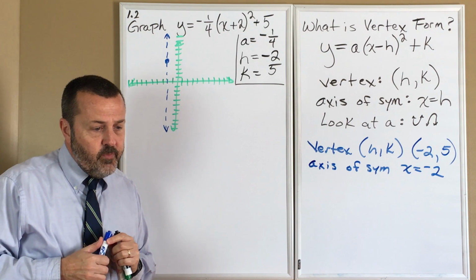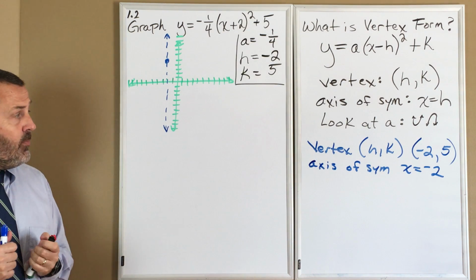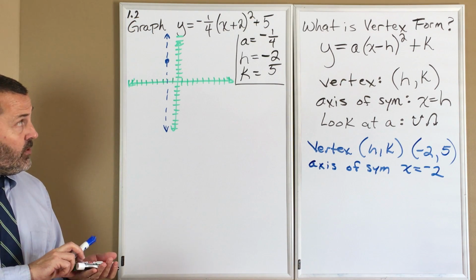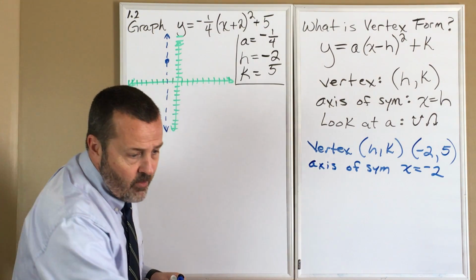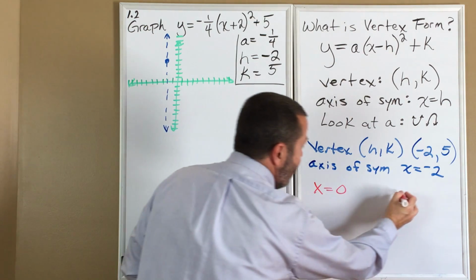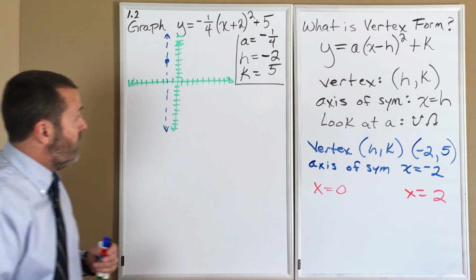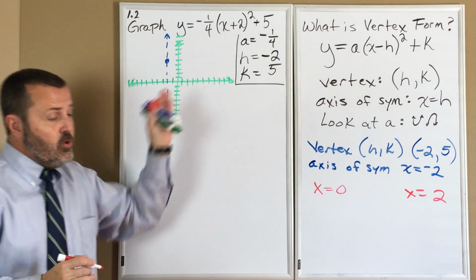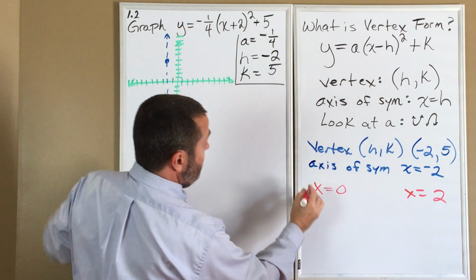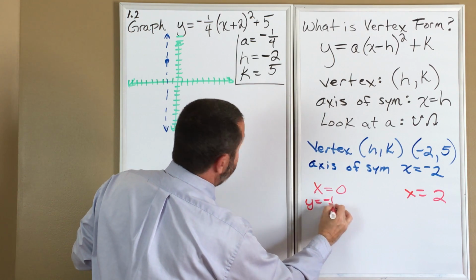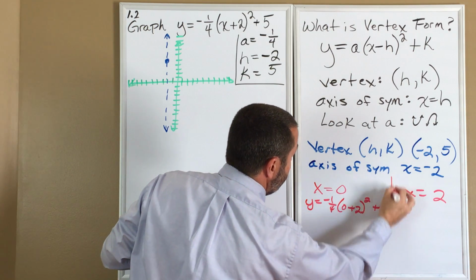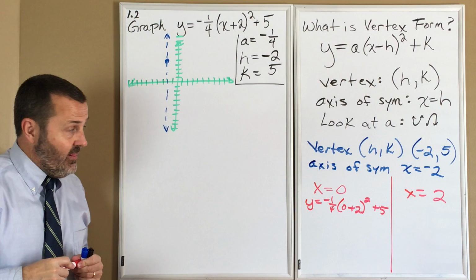The next thing that we want to do is evaluate for 2 more points. I'm going to allow my x value to be 0, and I'm going to allow my x value to be 2. 0 is on that side, and 2 is on that side. All right, let's put it back into the original function: y equals negative 1/4 times (0 plus 2) squared plus 5. And we can solve that using the calculator.